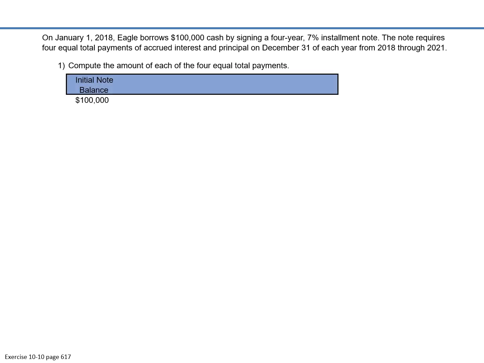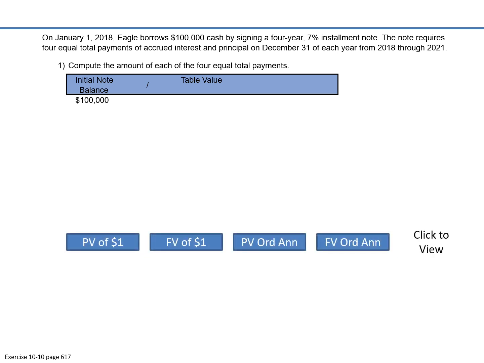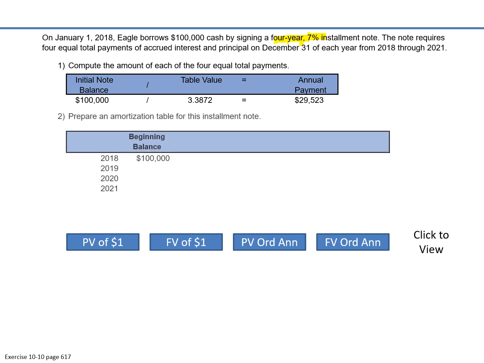Well, the way we do this is we have to pull the factor from the present value of an annuity table. So we have a $100,000 note, but we need to divide that by our table value. And we're going to use the present value of an ordinary annuity table. If we pick up the intersection of 7% and 4 installments, we'd find that that factor is 3.3872. 100,000 divided by 3.3872 is going to be an annual payment equal to $29,523.